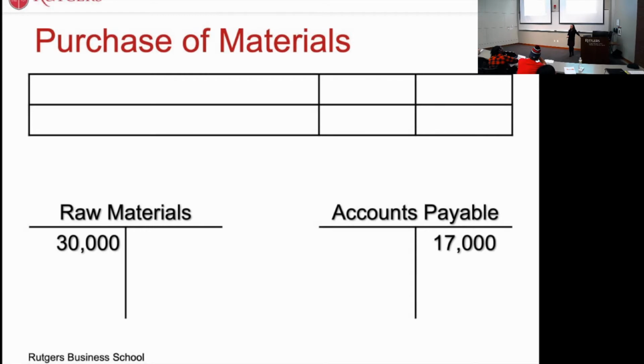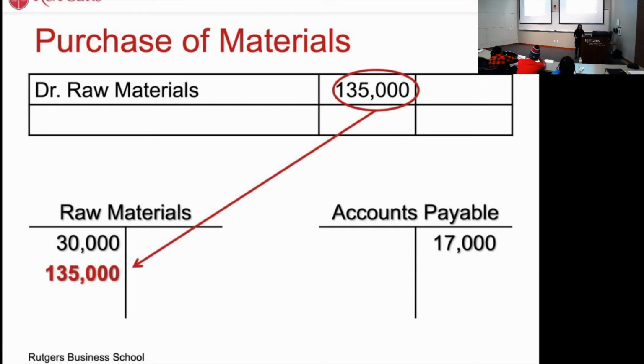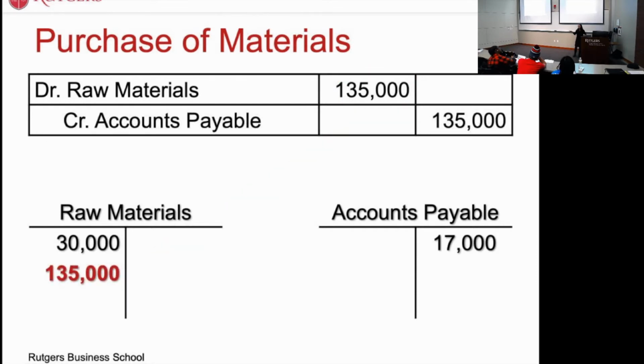Yeah. So if we pay for the raw materials on account, first of all, we will have an increase in raw materials, right? Because we purchased them. And because raw materials are an asset account, to increase them, we debit them. So the first one is a debit of the raw materials. And because we purchased them on account, we will have more accounts payable. Since accounts payable is a liability account, we increase it by crediting it. So the next one is to credit the accounts payable by the same amount.